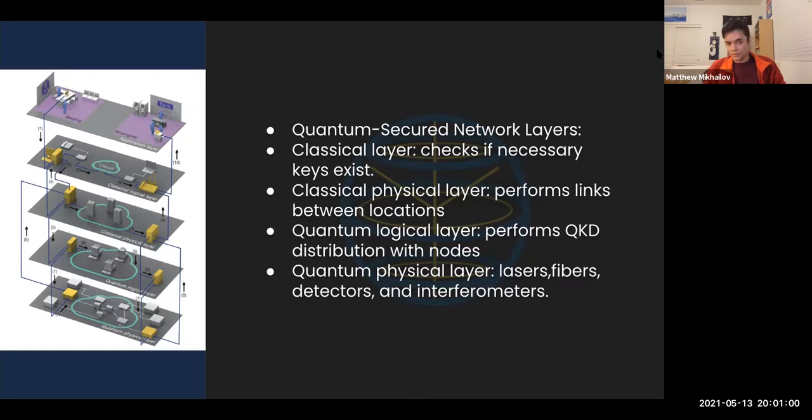If a key hasn't been generated, then we go down to the quantum logical layer, where we generate a new key. The way that works is we go through the whole BB84 protocol that Ben described. Then they'll contact the trusted node in Beijing.